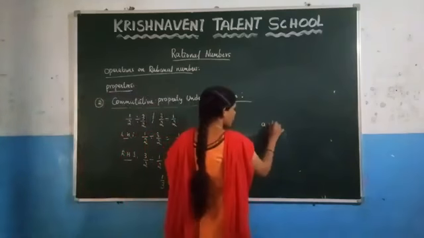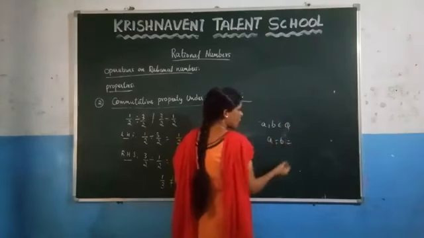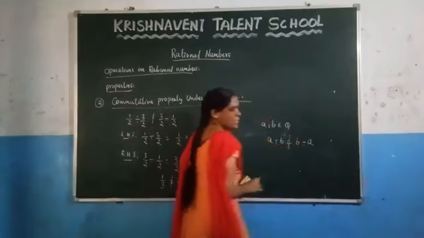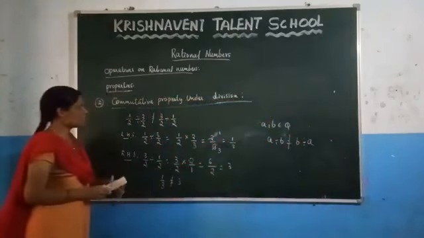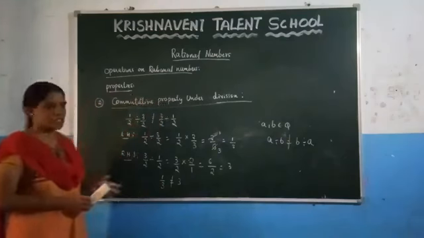So, if you consider any two rational numbers, if you divide those rational numbers, after changing the order, you are not getting the result as same. So here from this we can conclude that the commutative property does not hold under division.